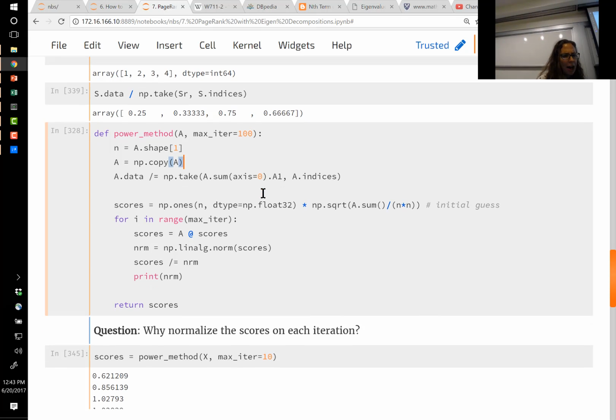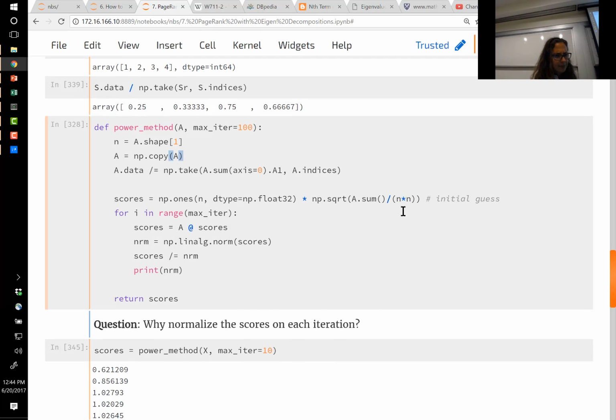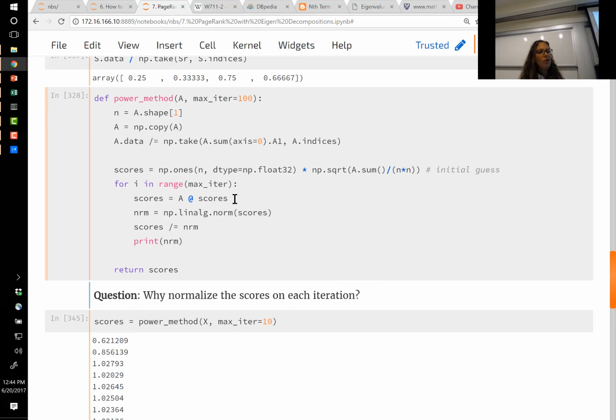We'll take scores as a vector of ones of length n times the square root of A.sum divided by n squared. And this is just an initial guess that the pages all have equal importance. And then we do A times scores, get the norm, normalize, and continue iterating. A times scores again, and so on.